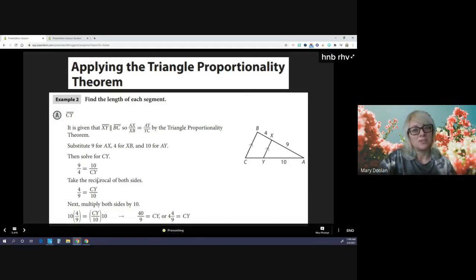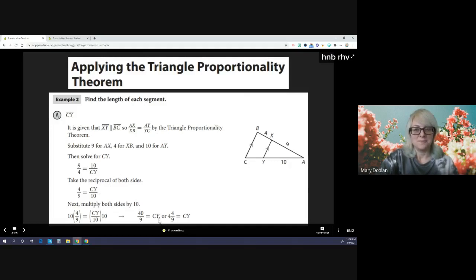Like if I was solving this and not just following along with an example, I might do cross multiplication and do 9 times cy and get that on one side, and then 4 times 10 and get 40 on one side, and then divide to get 40 over 9 that equals cy. So there's different ways to solve this and get to this point here where cy is equal to 40 over 9. So if you don't like taking the reciprocal of both sides, you don't have to do that. That's just the method they're showing you here.